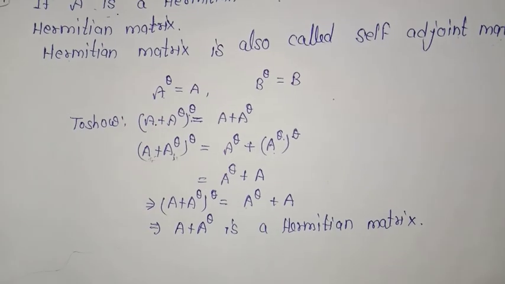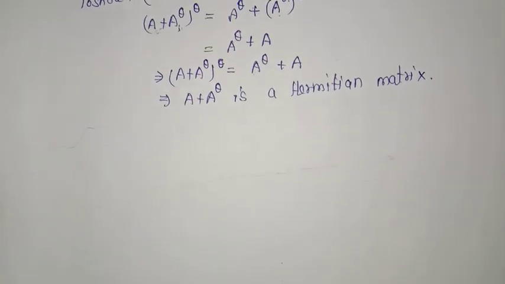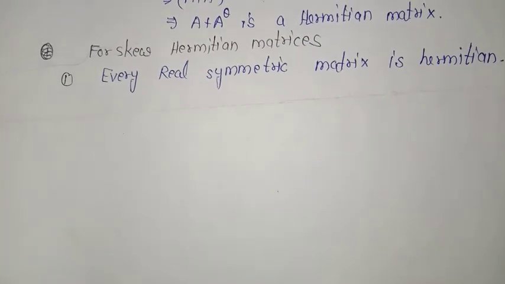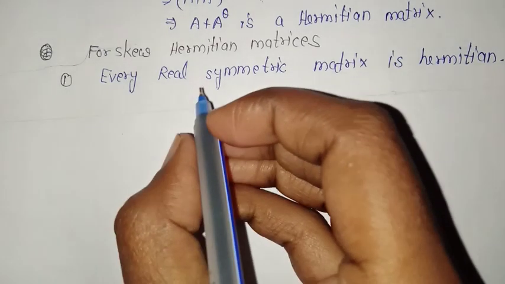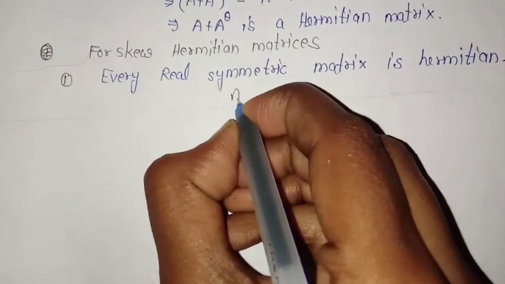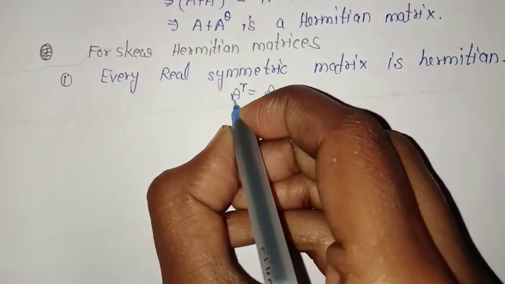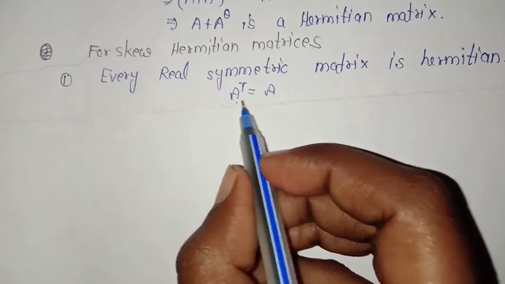So now I am going to discuss some important points related to skew Hermitian matrices. Now we will discuss some important points of skew Hermitian matrices. So the first point is as follows. Every real symmetric matrix is Hermitian. We know that the definition of a real symmetric matrix is that A transpose is equal to A. A square matrix is said to be a real symmetric matrix if A transpose is equal to A.